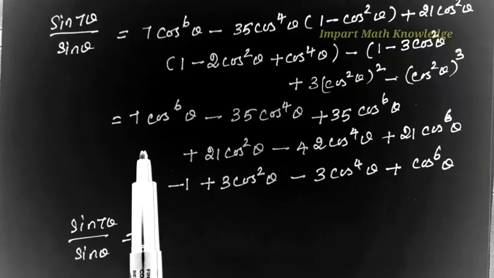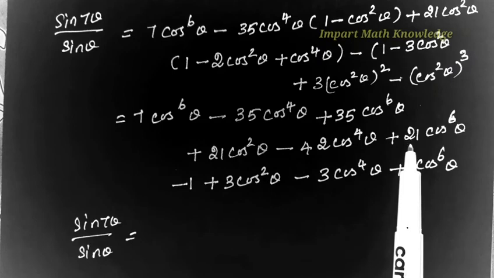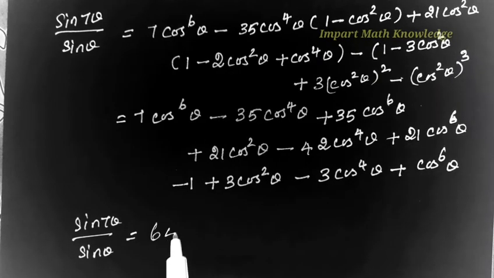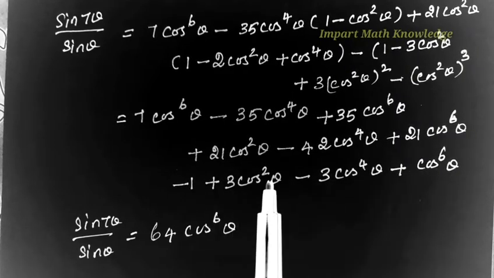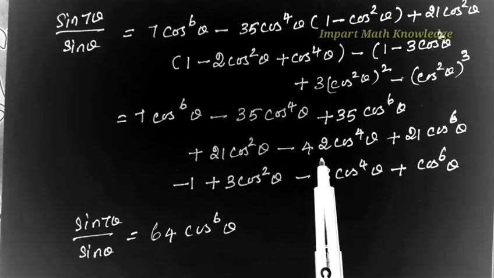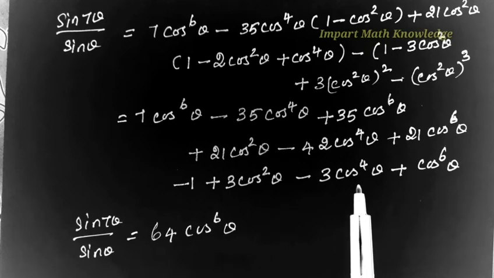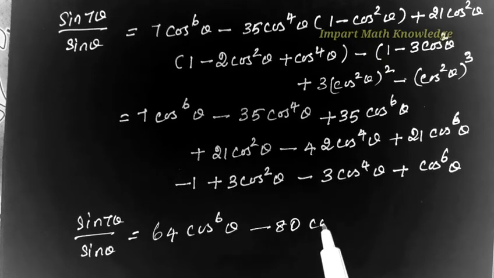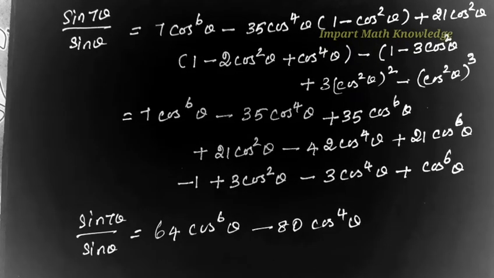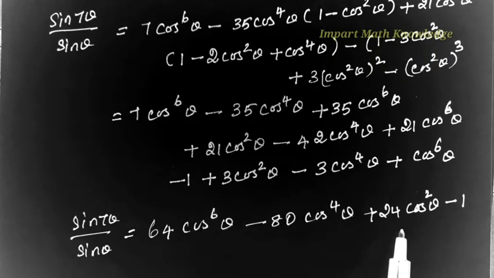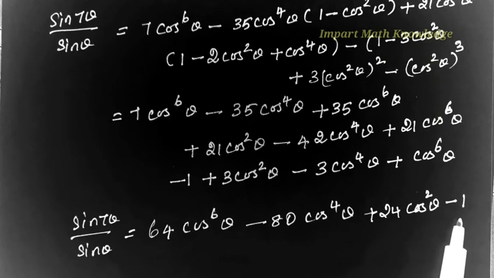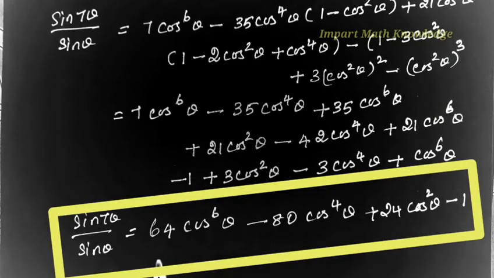Highest power is 6, add all the 6th power terms. 7 plus 35 plus 21 plus 1 is 64, so 64 cos⁶θ. Next power is 4, add all the 4th power terms, that is minus 35, minus 42, minus 3 cos⁴θ, that is minus 80 cos⁴θ. Then square terms, that is 21 cos²θ plus 3 cos²θ is 24 cos²θ. At last we have the constant term minus 1. Sin 7θ by sinθ is 64 cos⁶θ minus 80 cos⁴θ plus 24 cos²θ minus 1.